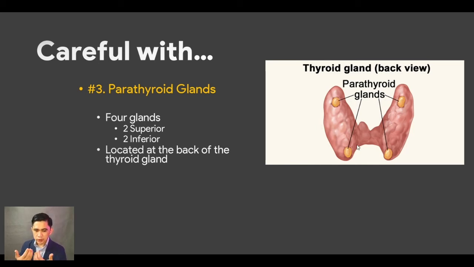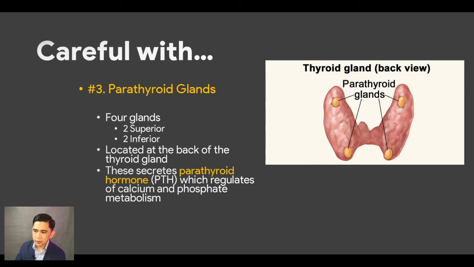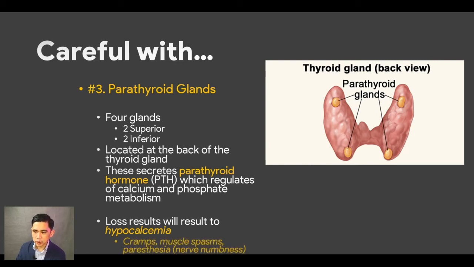So we have to separate it from the thyroid gland because it may become damaged if you get it without identifying it. These glands secrete parathyroid hormone or PTH, which regulates calcium and phosphate metabolism of the body. Now, if you cut this one or damage it during the surgery, it will result in hypocalcemia. So your body won't be able to regulate calcium, and you will have a low calcium level in your blood, or hypocalcemia, which will result in cramps, muscle spasms, paresthesia, and nerve numbness. So very disastrous if you won't be able to identify.